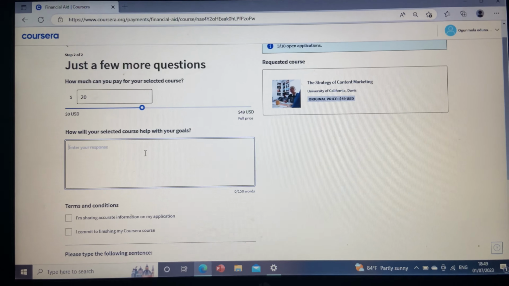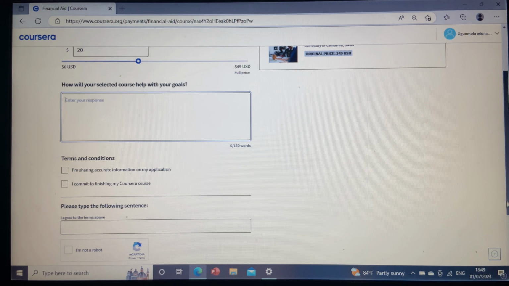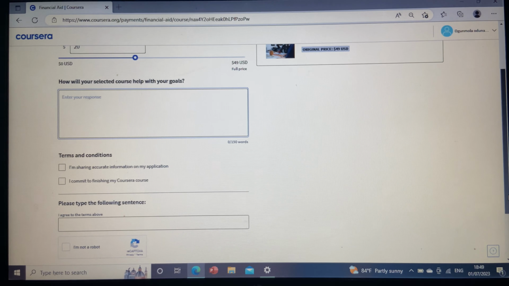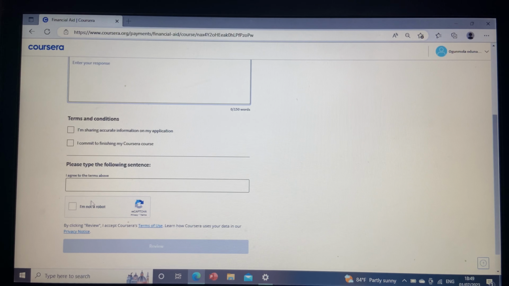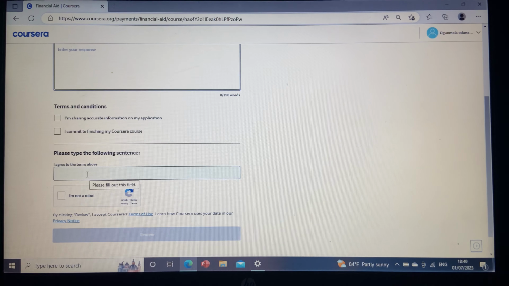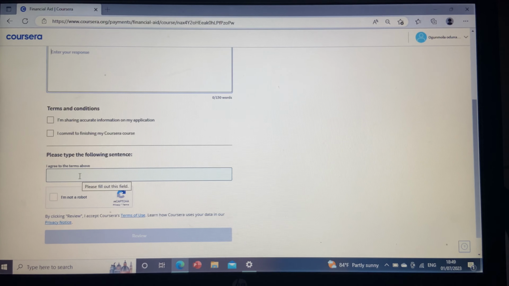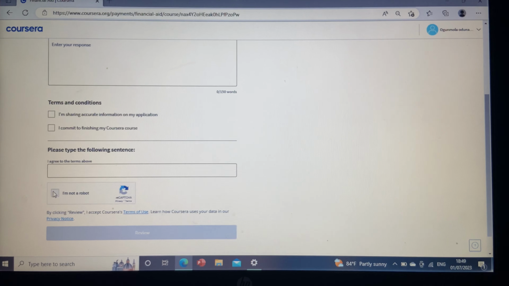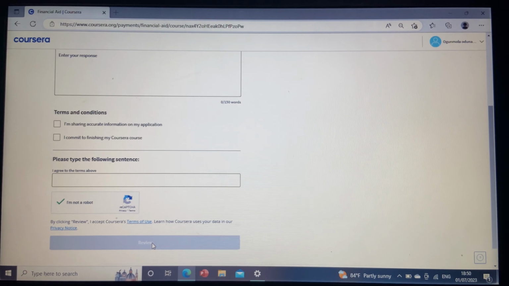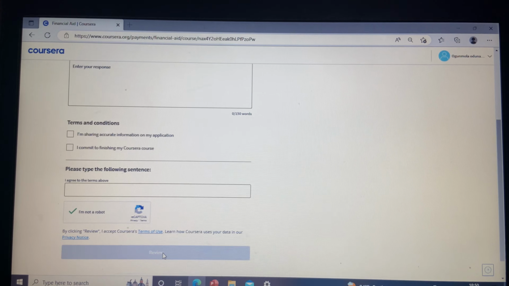Please ensure you finish that course, because it's recently that Coursera started to give financial aid again, because most people who request financial aid just leave the course unfinished. You understand? I agree to the terms and conditions. Just write that I agree to the terms and conditions in that box. I am not a robot. Click on I am not a robot. So after everything is done, you click on review.